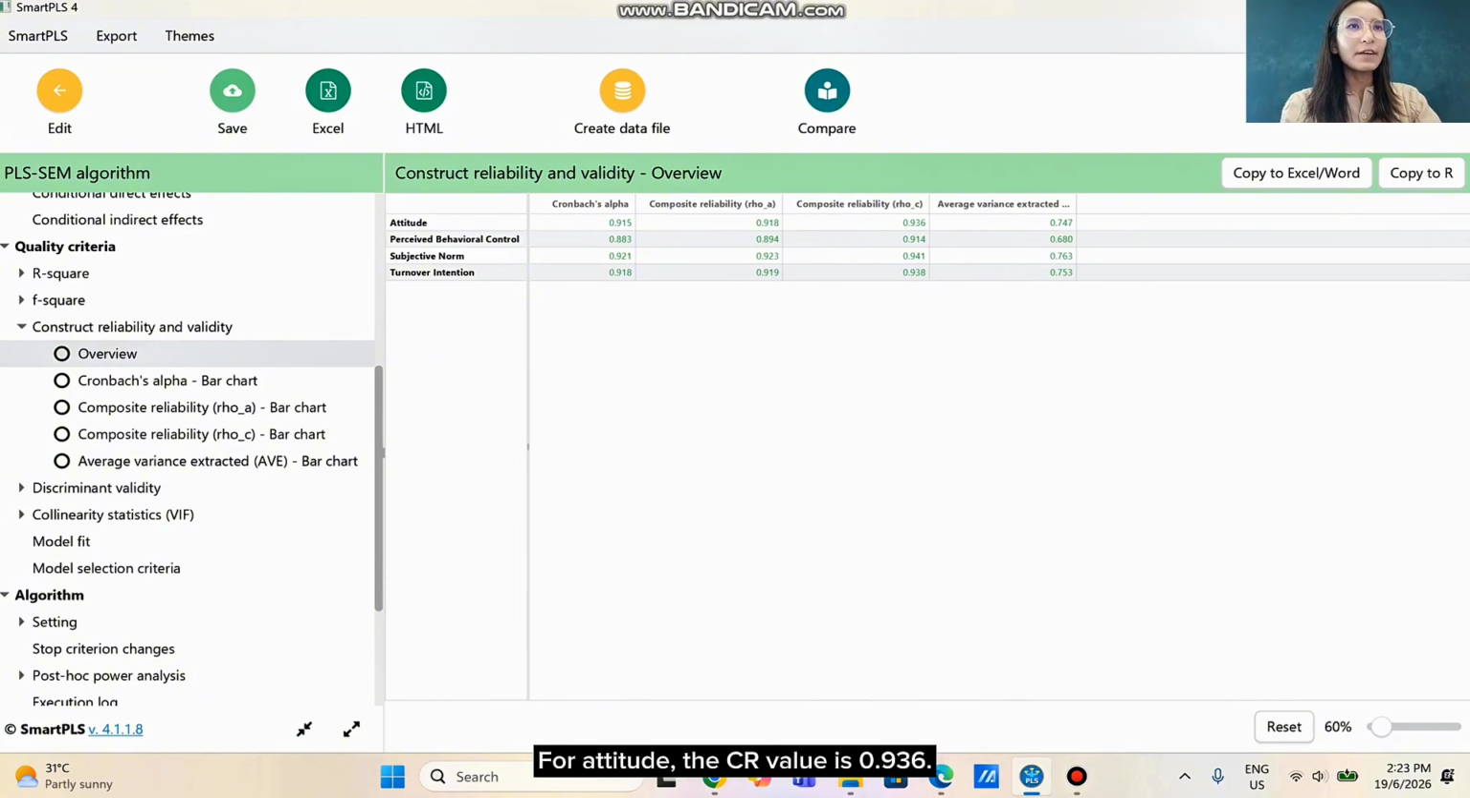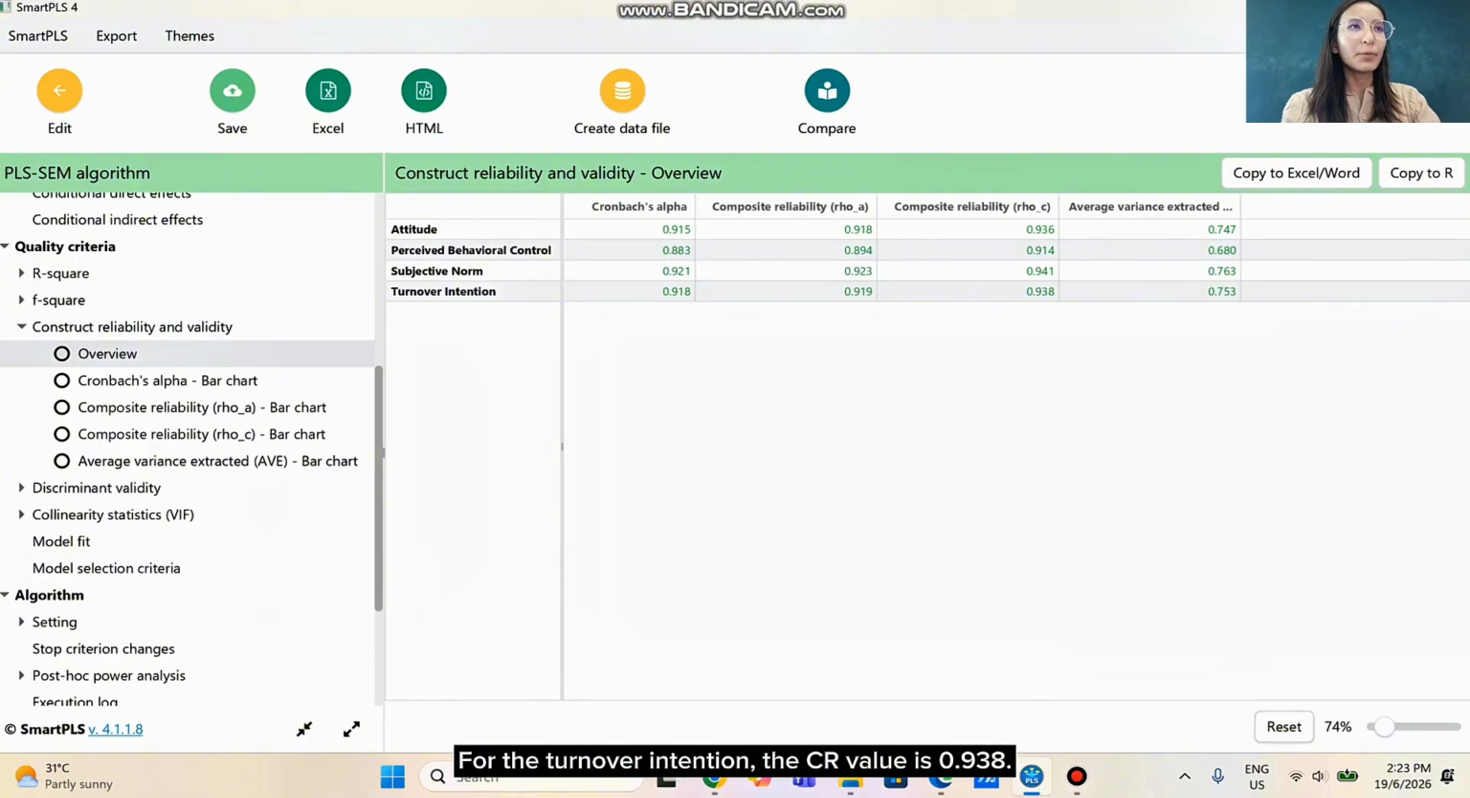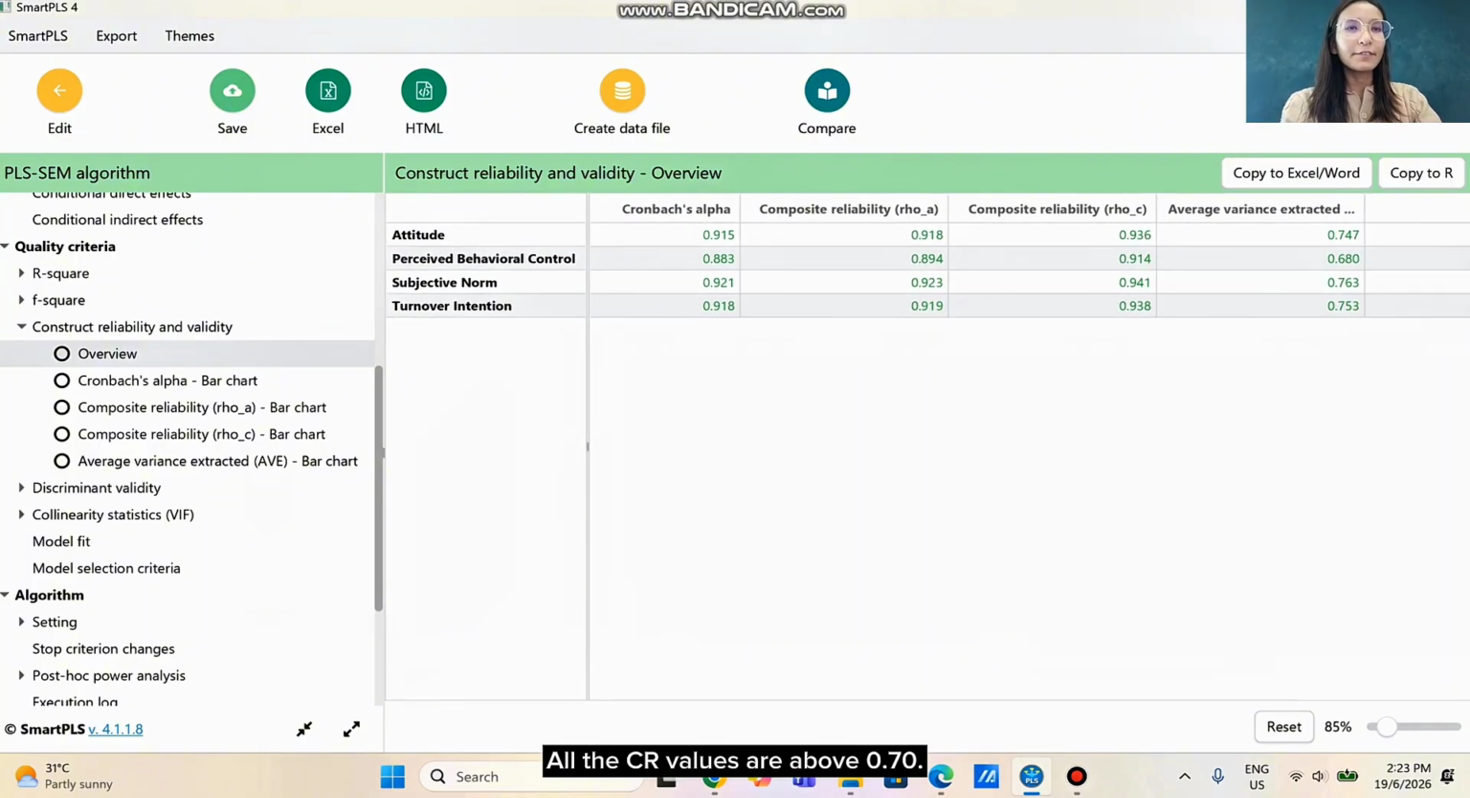For attitude, the CR value is 0.936. For perceived behavioral control, the CR value is 0.914. For subjective norm, the CR is 0.941. For the turnover intention, the CR value is 0.638. All the CR values are above 0.7. This means that all the constructs have good internal consistency reliability.